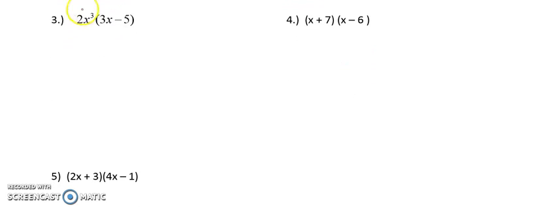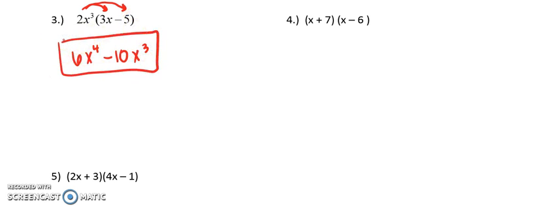On this next one here, 2 times 3 is 6. x cubed times x is x to the 4th. And then when I do this one here, 2 times negative 5 is negative 10, and then there's an x to the 3rd with it. And these are also not like terms, so you're good to go there.